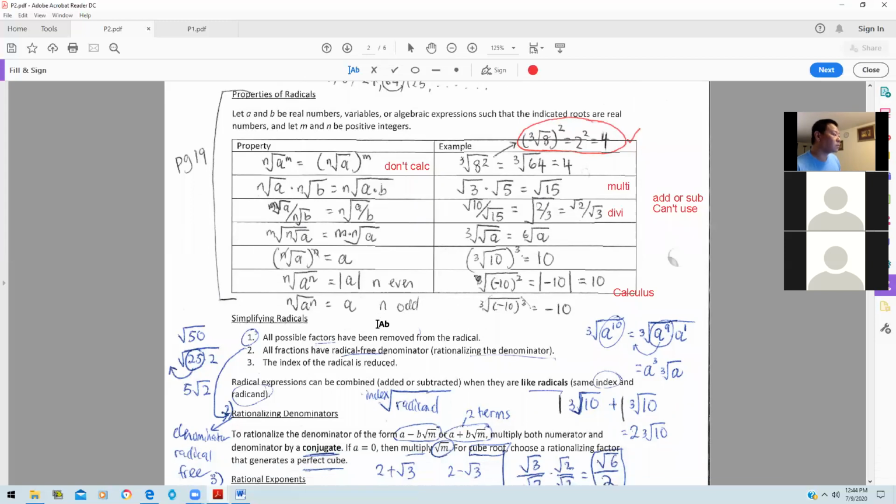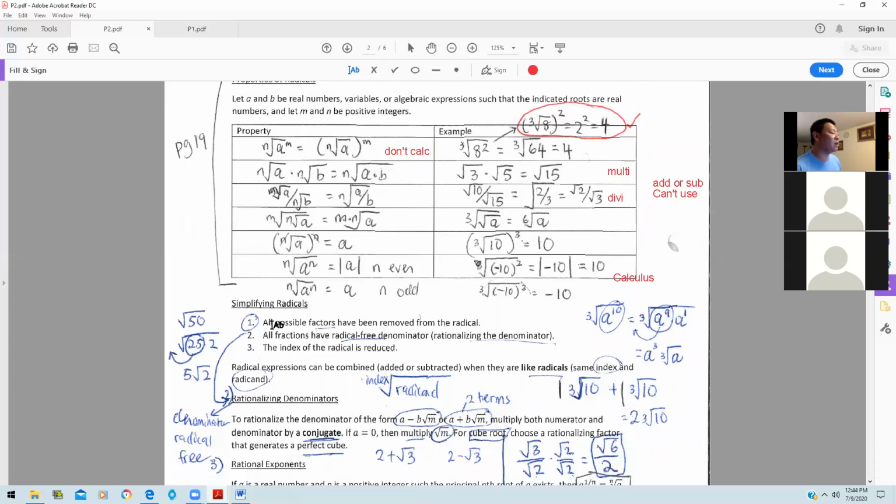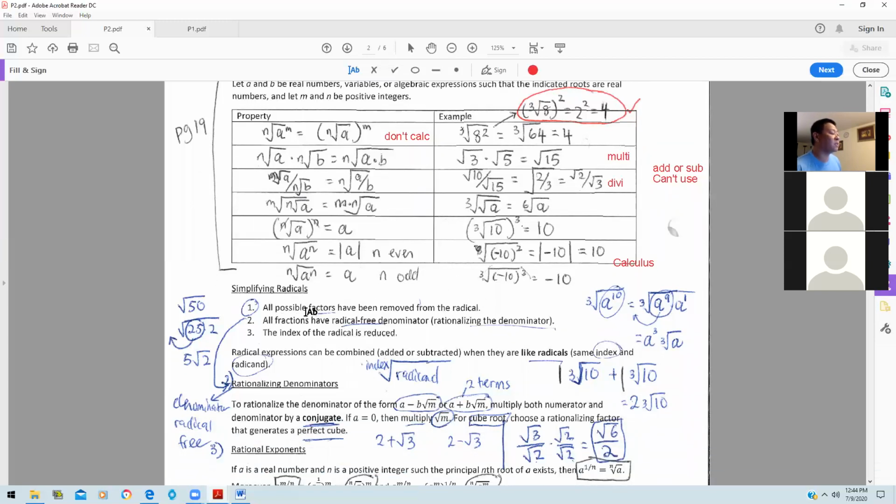So when you simplify radicals, first, if possible, you have to factor and remove perfect powers from the radicals. For example, square root of 50: you have to figure out what is a factor of 50, what times what is 50, where one of these is a perfect square. So we use 25 and 2, and then 25, we can pull it out, it becomes 5 root 2.